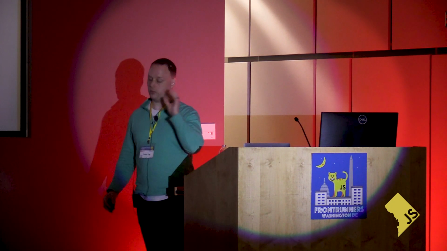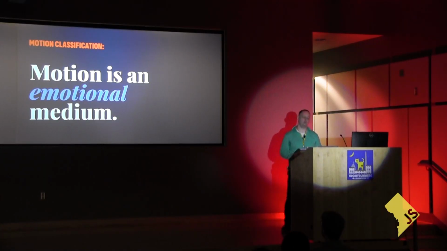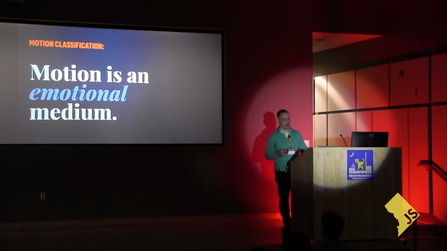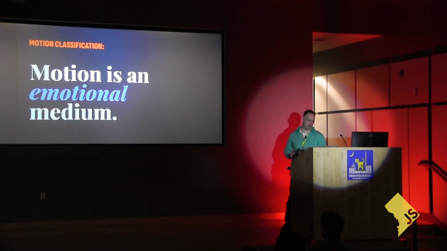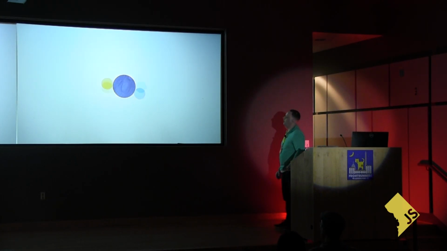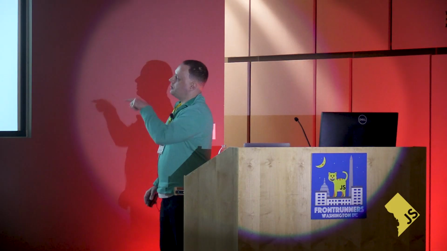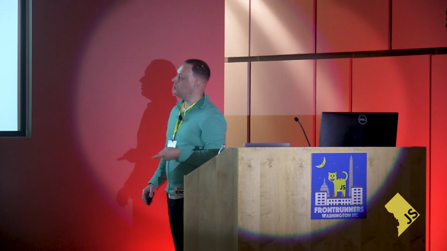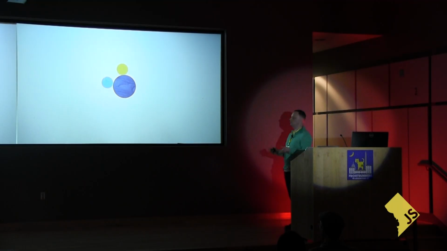So this will be our first characteristic of motion. Motion is an emotional medium. It's like a nonverbal communication of design. And we can convey a lot of emotional information in how we make things move. So let's look at a few examples. So let's take a look at this animation. We've got some bouncing shapes. There's some spinning going on here. You could say it's happy, upbeat, energetic.